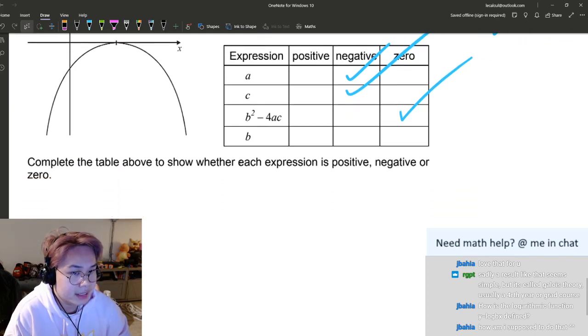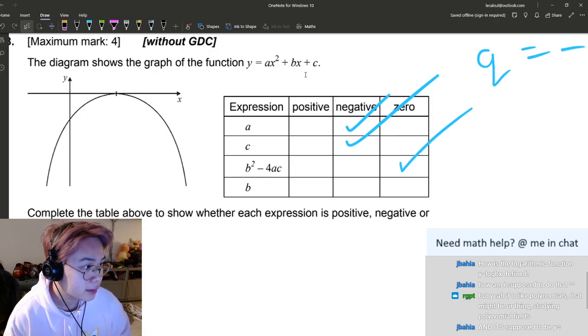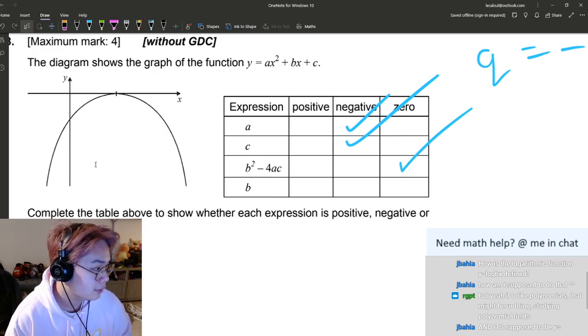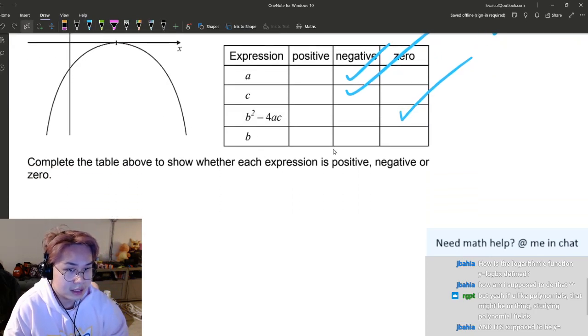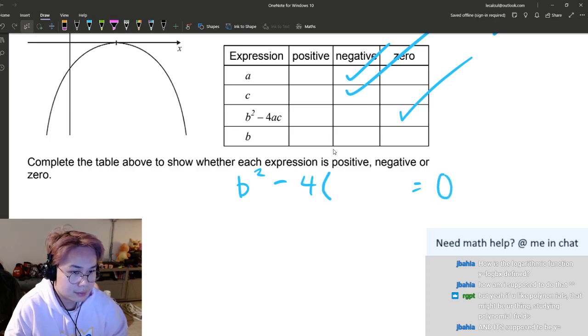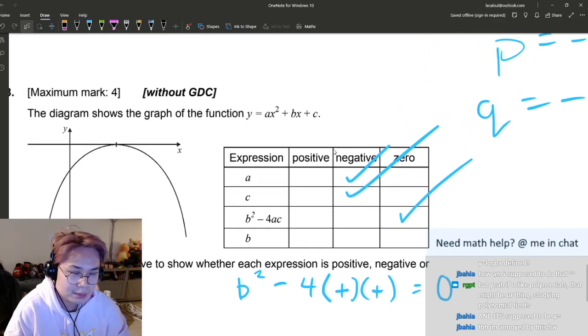And then last but not least, what is B? Now B is the tricky one because B doesn't really have any particular qualities showing up in the graph itself. But we can work with this. So we know one thing: B squared minus 4 times a times c needs to be equal to 0. And we know that a is negative, and we know that c is negative. Does this help us in any way? Probably not.